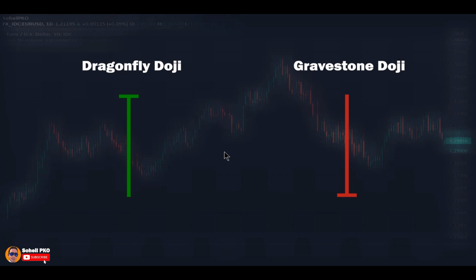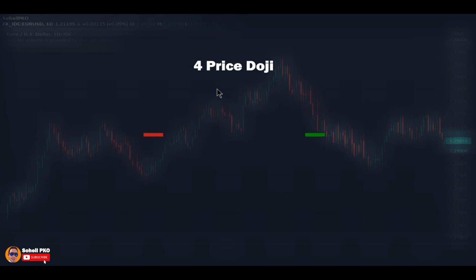The only difference is that dragonfly doji and gravestone doji are more significant, and they are actually considered the ideal version of the cross doji and inverted cross doji. And the last one is called 4-price doji. In this doji, open, close, high, and low are equal, and we only have one horizontal line, and it shows the ultimate indecision, a greater amount of indecision compared to plus sign doji. But 4-price doji is not very common and it rarely forms on the charts.